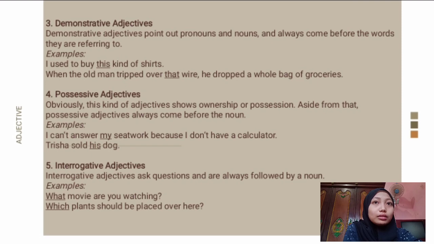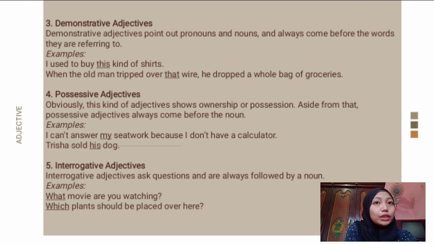3. Demonstrative adjective. Demonstrative adjectives point out pronouns and nouns, and always come before the word they are referring to. Example, I used to buy this kind of shirts. The old man tripped over that wire. He dropped a whole bag of groceries.